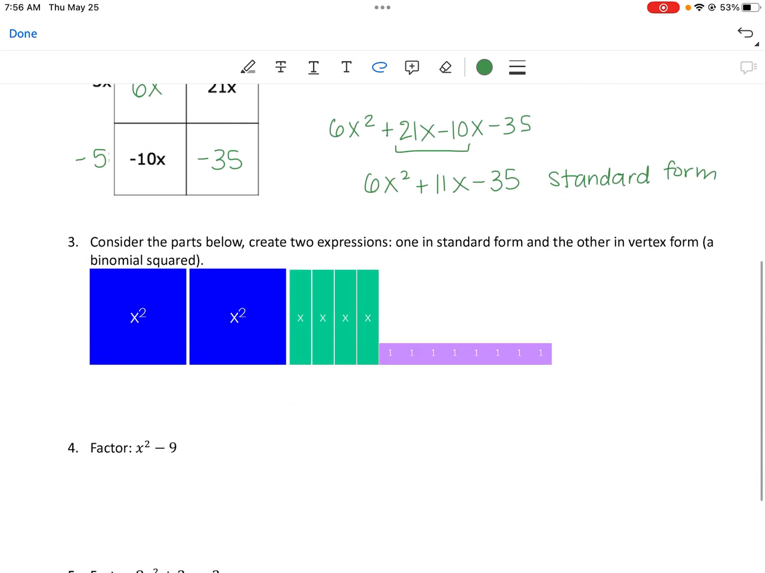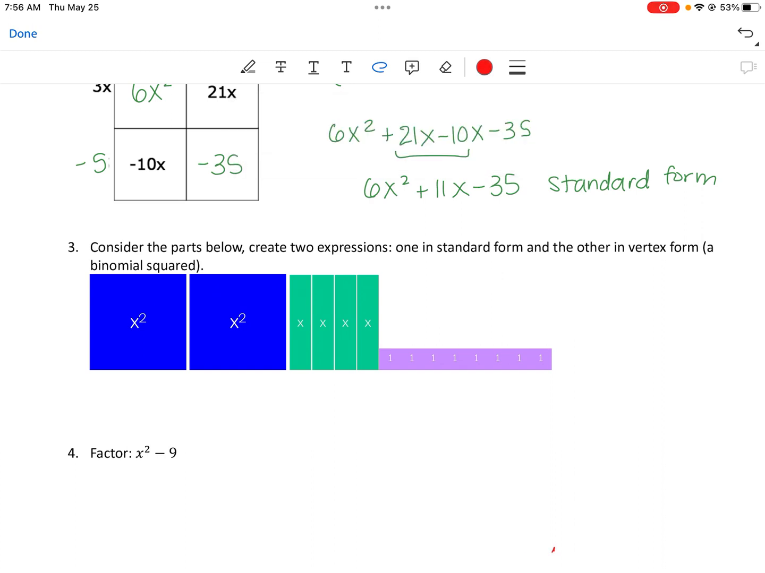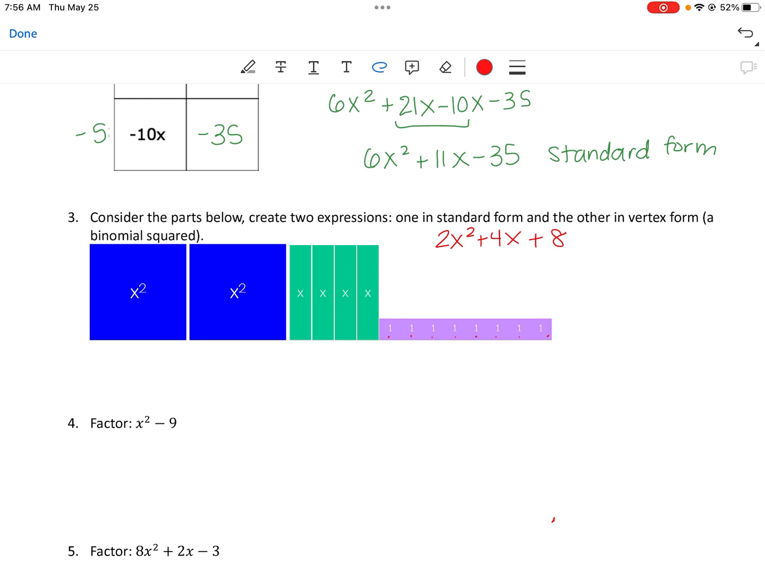Okay. Consider the parts below. Create 2 expressions, one in standard form, the other in vertex form, aka a binomial squared. So you'll see that vocab, vertex form, a lot. So let's look at standard form. Standard form is there's 2 x squareds, there are 4 x's, and then there's 1, 2, 3, 4, 5, 6, 7, 8. 8 ones.